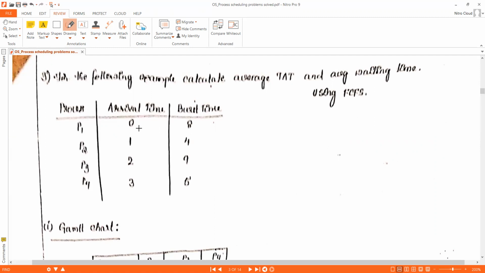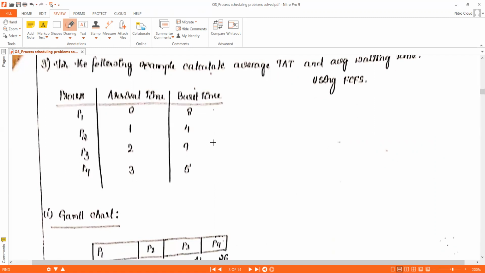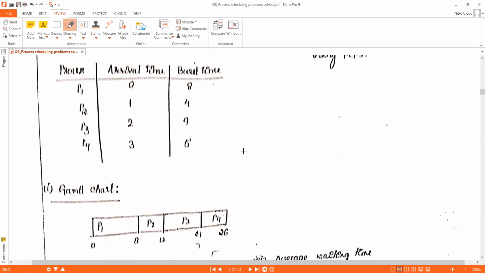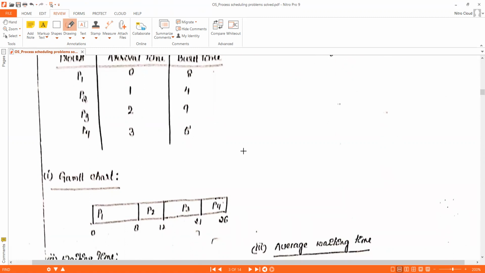Process 1 arrived at clock time 0 milliseconds. Process 2 arrived at 1 millisecond. Process 3 arrived at 2 milliseconds. Process 4 arrived at 3 milliseconds. And its burst times are given here like this. Process 1's burst time is 8 milliseconds. Process 2's burst time is 4 milliseconds. Process 3's burst time is 9 milliseconds. Process 4's burst time is 5 milliseconds.